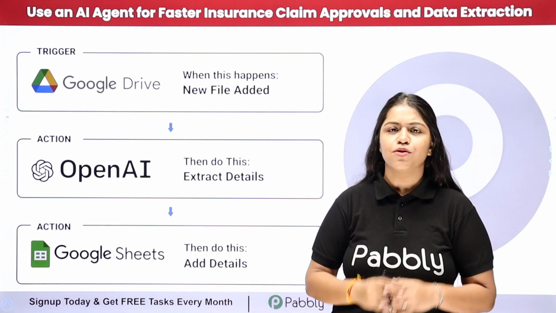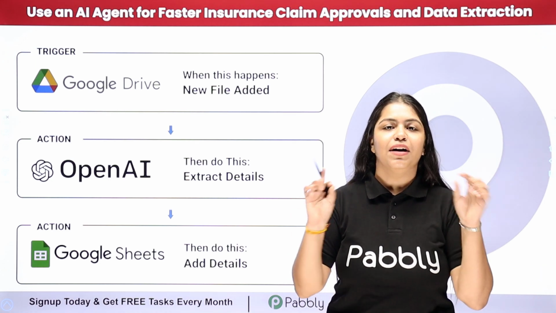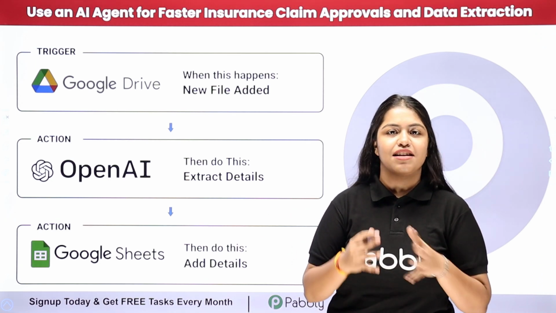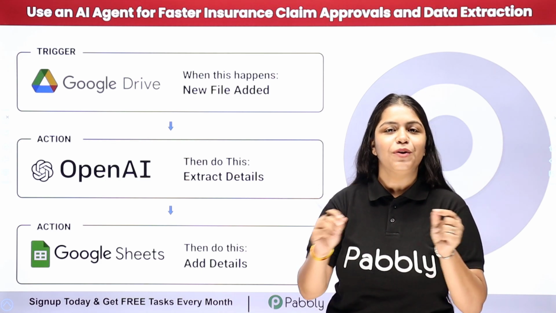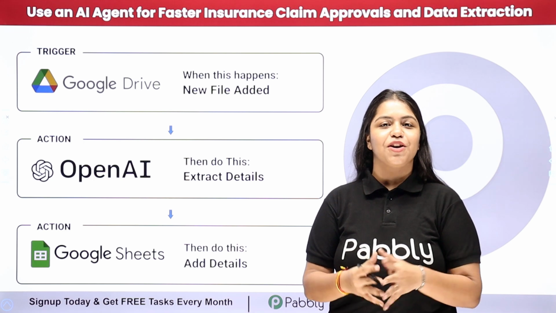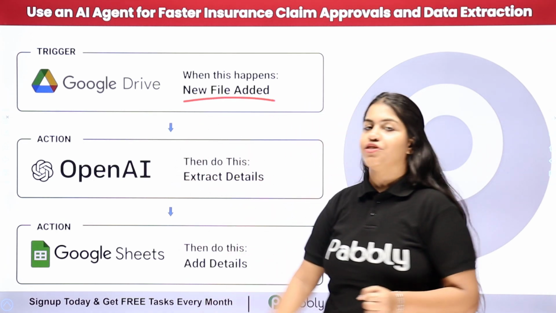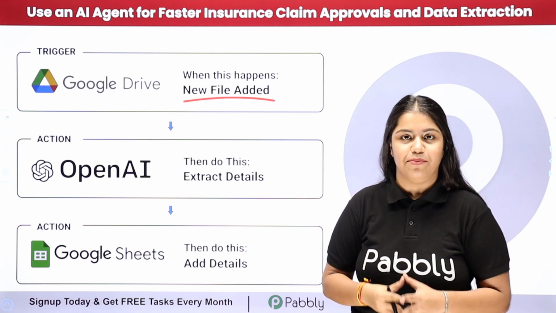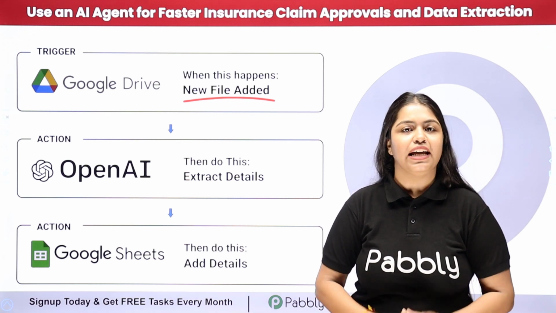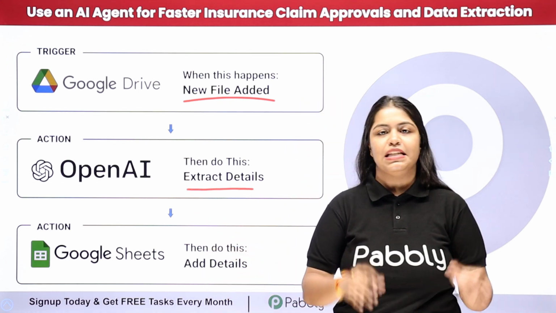So like you, I also used to manually extract the details from all the insurance claims, but this is such a time consuming and error prone task. So to solve this problem, I've simply created this amazing automation where as soon as I add a new file in my Google Drive account, which is the insurance claim document, automatically my AI agent is going to extract the details from the same and add them into my spreadsheet.